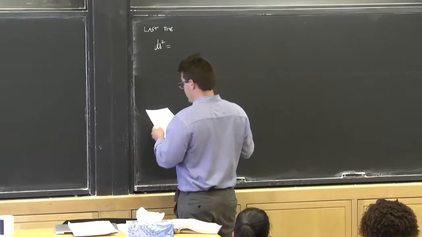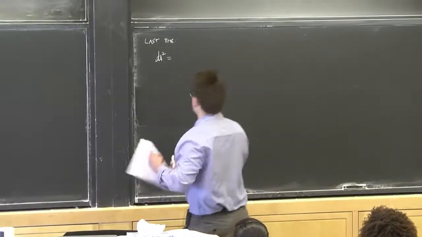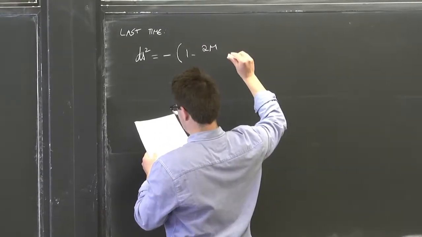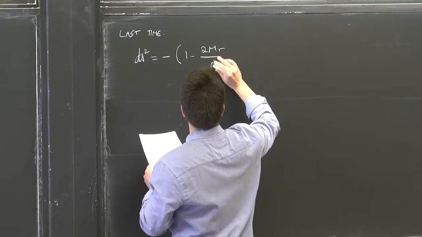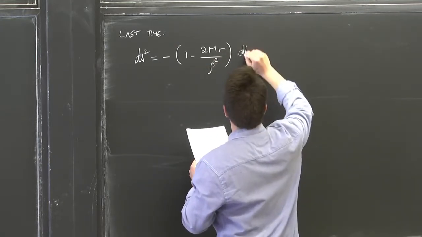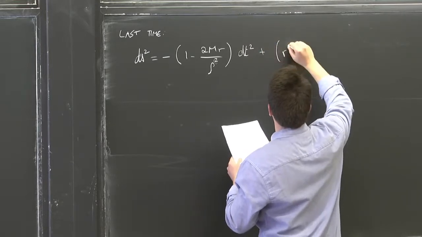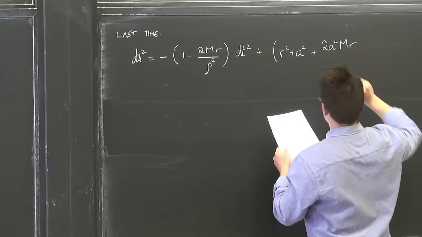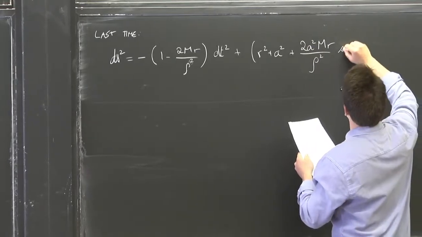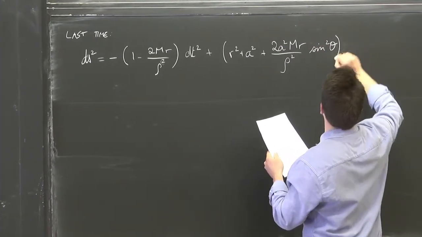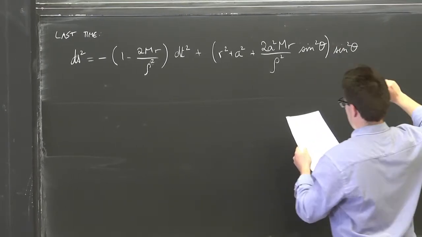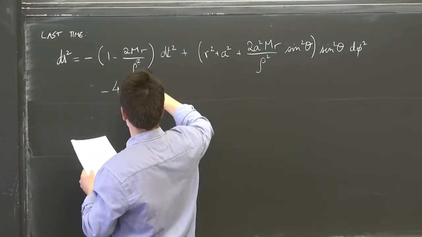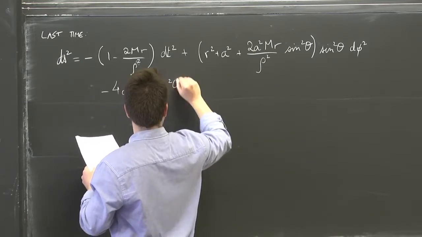So last time, we wrote down the Kerr metric. And let me rewrite it on the board. So the line element is given by this. It's quite complicated. Should have written it before class started.